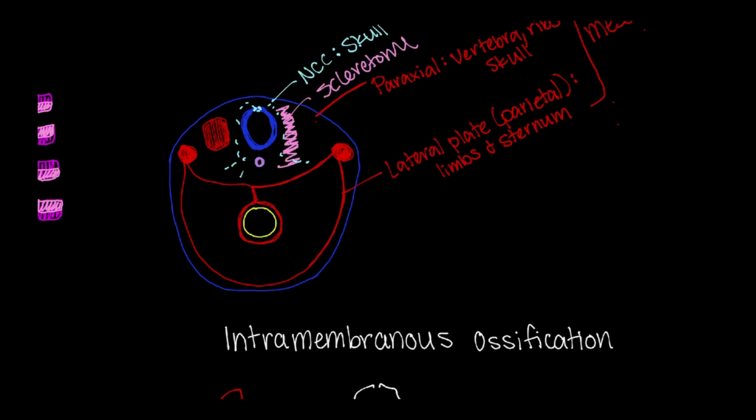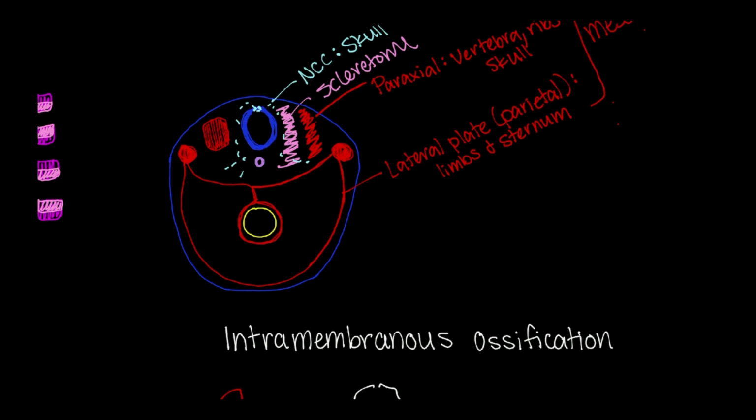It's also going to differentiate into the dermatomyotome. And the dermatomyotome is going to be forming the dermis and the muscles. But we are mainly concerned with the sclerotome here and how it's going to contribute to the formation of the vertebral column. So here in blue, we have the neural tube.